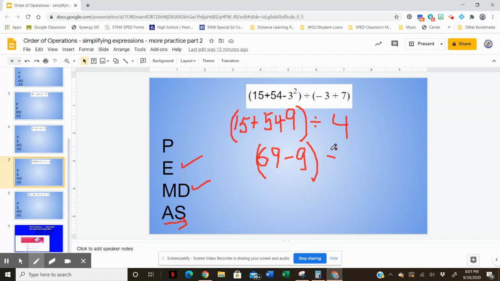And I'm going to divide that by 4. Now I'm almost done inside that set of parentheses. My 4s are starting to look like Y's. I'm going to do 69 minus 9. Well, 69 minus 9 is 60.